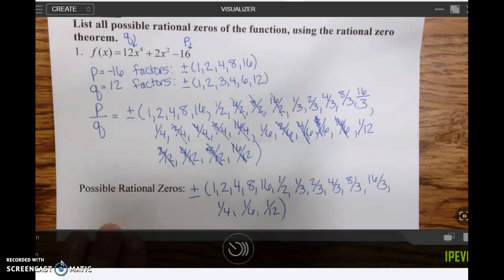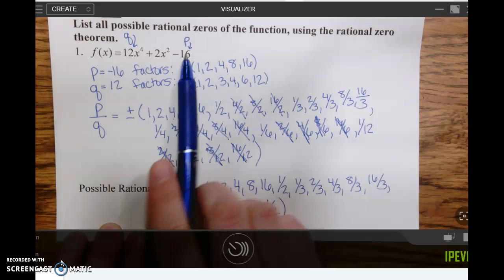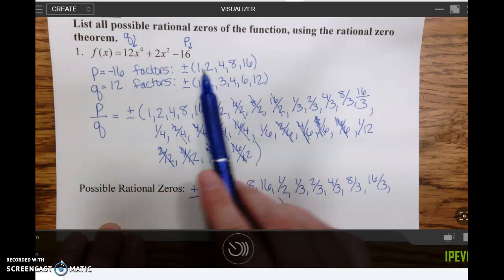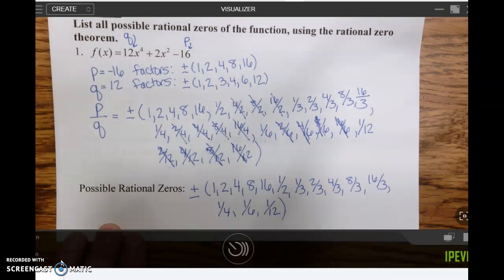And you will have a question on your test and on your quiz about how to find the list of possible rational zeros, and this is your process. Listing all the factors of p and all the factors of q, and doing every p divided by every q. I'm going to stop here before I go on to the back page.